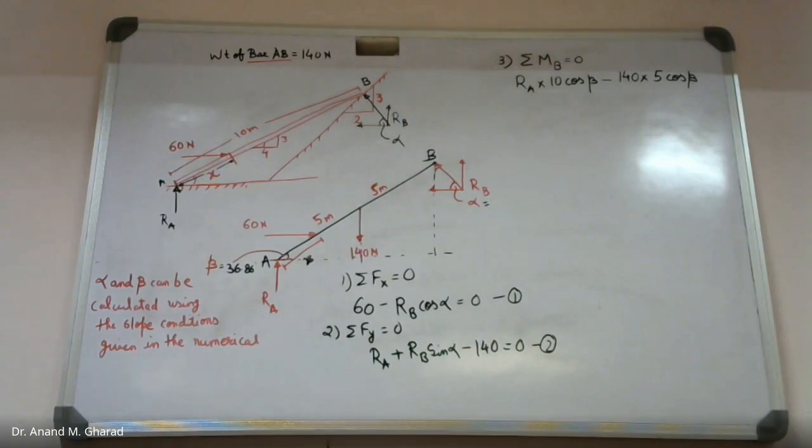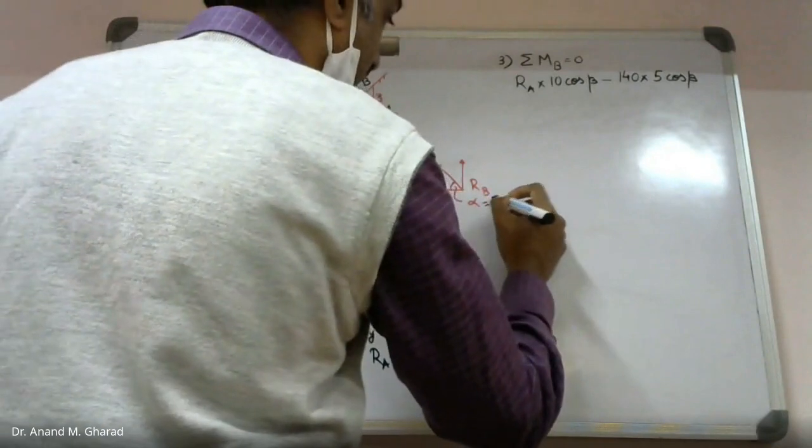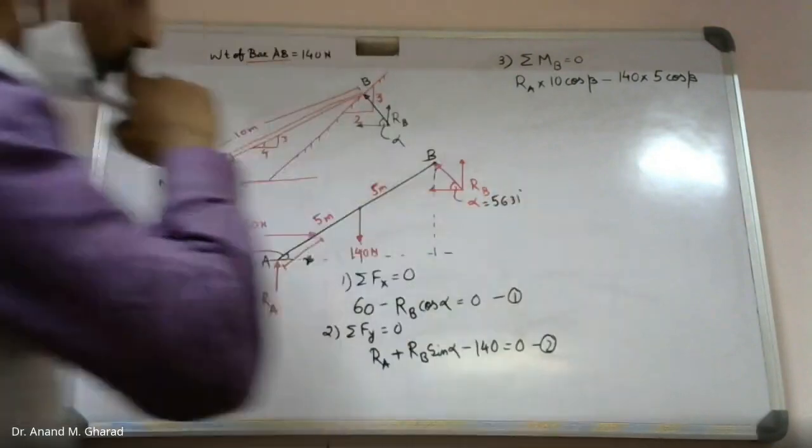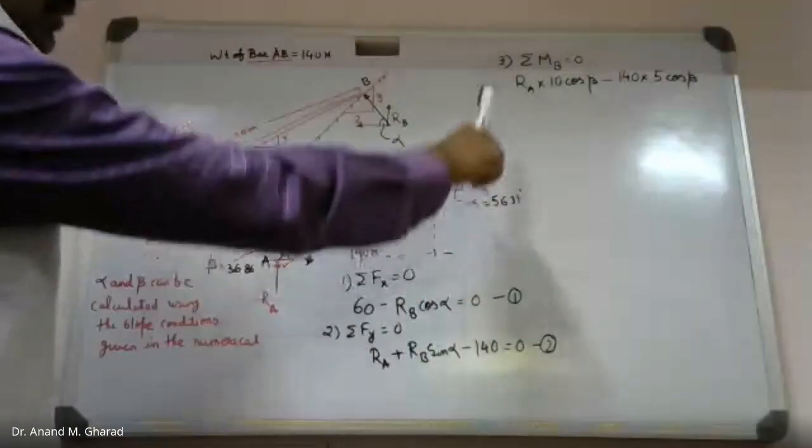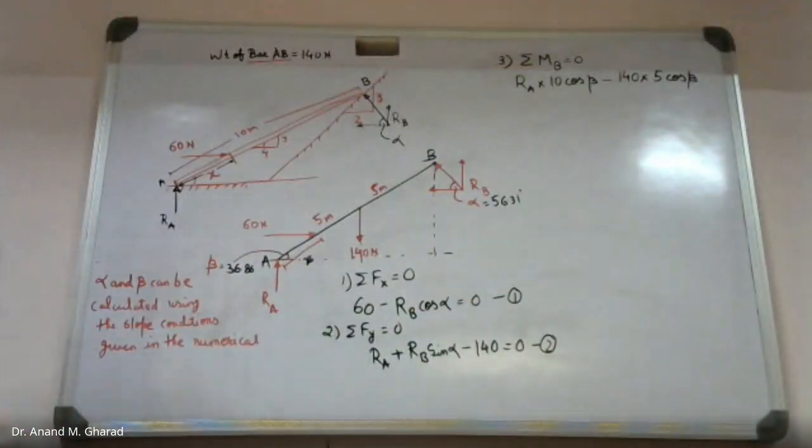How much is it? 56.3. Yes, 56.31. Correct. What value of x1 should I take? So you know alpha and beta values. Right now I will frame everything with respect to alpha and beta values only.